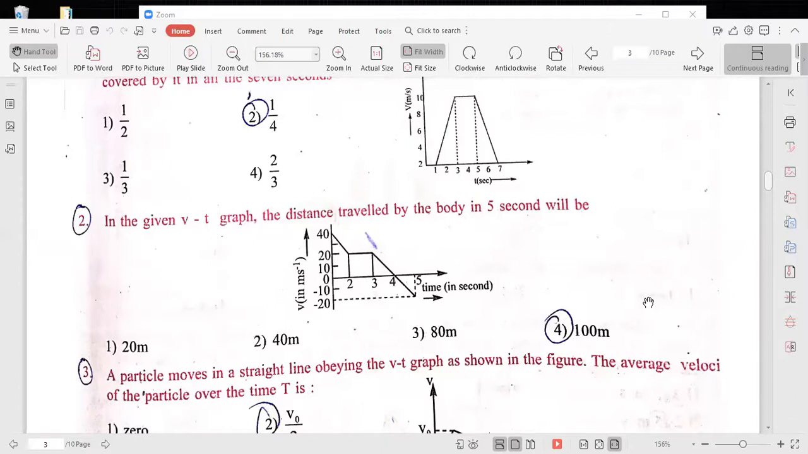If they ask the displacement, then up to 4 seconds you find the area, which is equal to S1. Between 4 to 5 the area is in the negative direction, that's why you will get S2. Then S1 minus S2, because the area under the graph which is in the negative direction must be taken negative to find the displacement. I think you can do this problem. We will do the next problem.